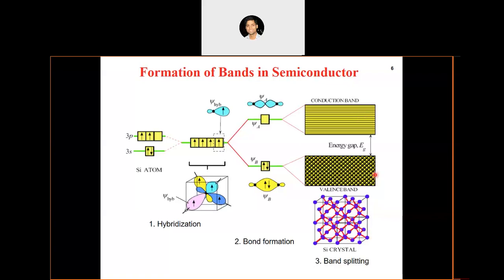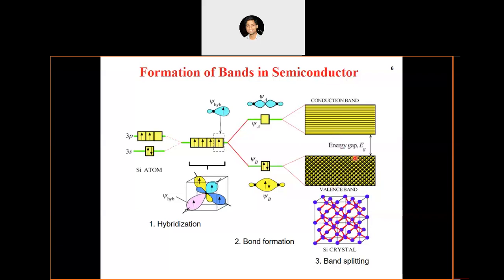Okay, and you can see there are three steps, right? One is hybridization, second is bond formation, and then because there are n number of atoms coming together, there is band splitting. And in the case of semiconductors, unlike metals, these two bands are separated by an energy gap. This is also known as the band gap.